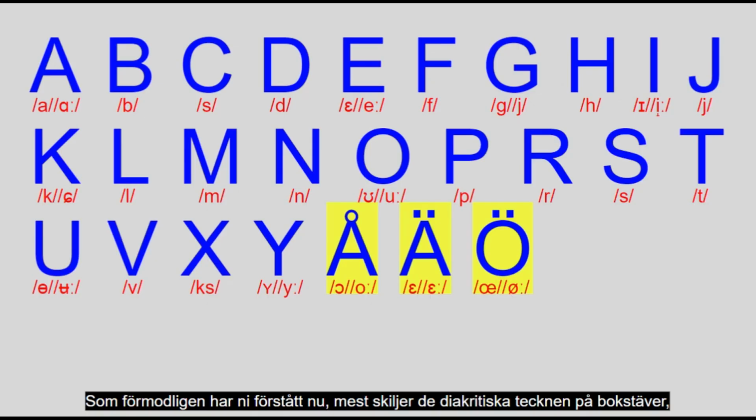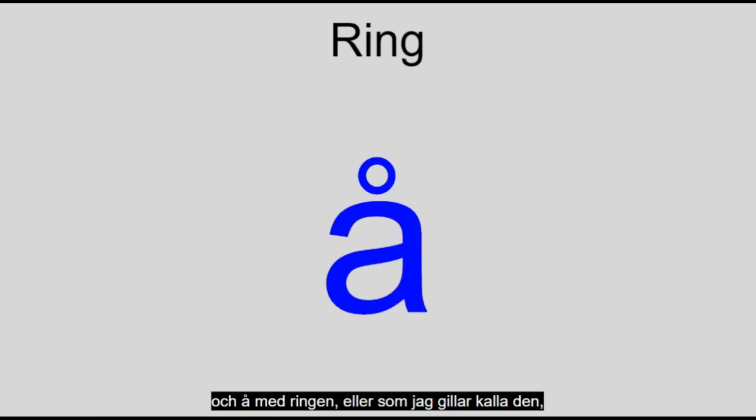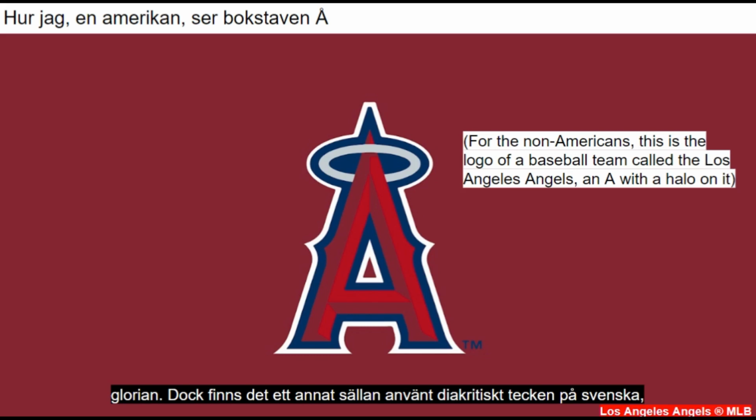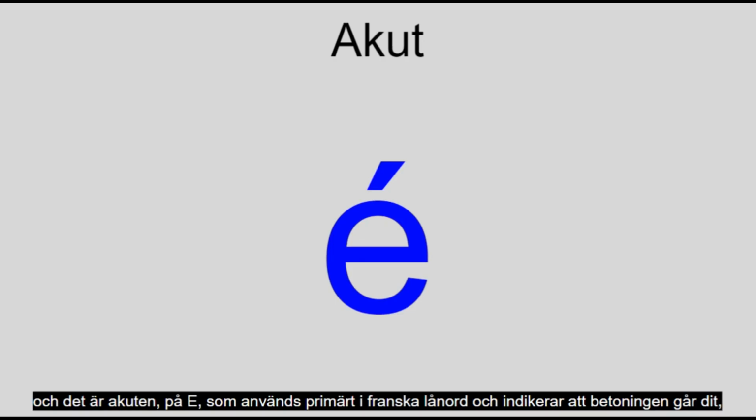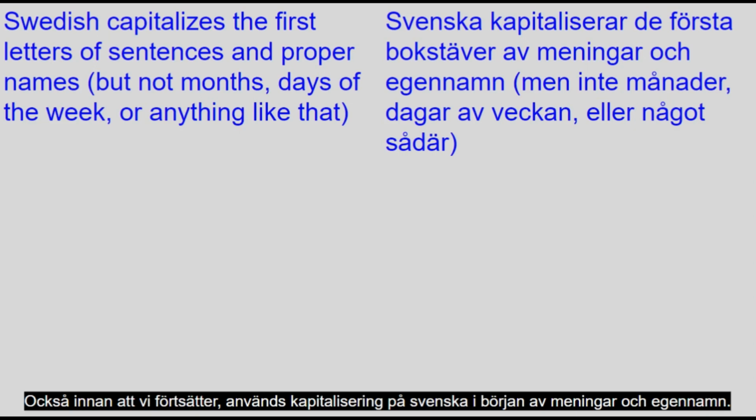As y'all have probably picked up by now, the diacritics mostly just distinguish letters, namely ä and ö with the diaeresis, or trema, and å with the ring, or as I like to call it, the halo. However, there is one other seldom used diacritic in Swedish, and it's the acute on é, which is used primarily in French loanwords and indicates that stress goes there like in mosquée. Also, before moving on, capitalization in Swedish is used at the beginnings of sentences and proper names.